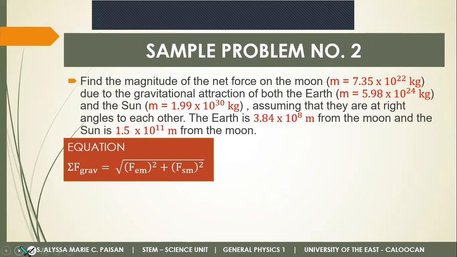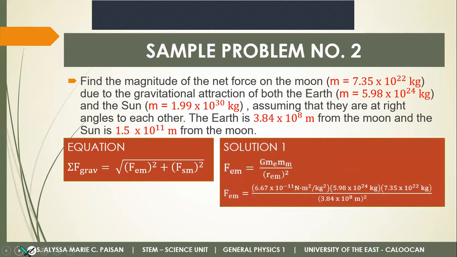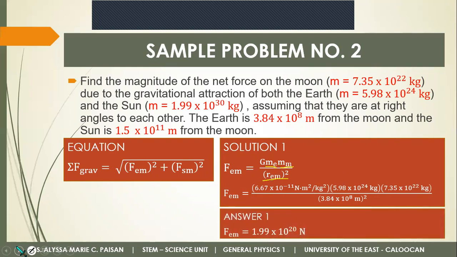So, meron tayong tatlong solution dito kasi kukunin natin yung FEM, which is the force between Earth and Moon, saka yung FSM, which is the gravitational force between Sun and Moon. So, that's solution number 1. We need to get the gravitational force between Earth and Moon, and we're going to use ME and MM. And then for the R, that's going to be the REM or the distance between Earth and Moon. And then if we substitute, we would be able to get the answer 1.99 times 10 raised to 20 newtons.